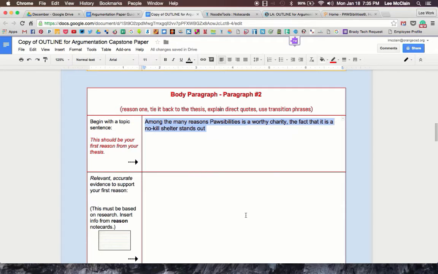This is a great topic sentence because it introduces my readers to what the rest of paragraph 2 is going to be about, which is that they're a no-kill shelter. It transitions from what I've just listed as 3 reasons. I say among the many reasons, and then I talk about how it stands out among the rest. Okay, so basic topic sentence, and that's it for that box.